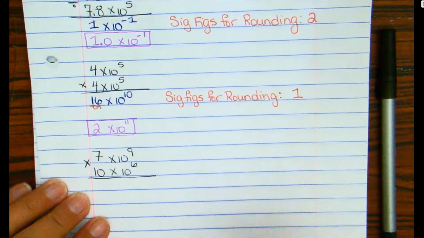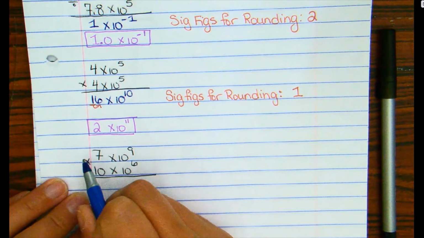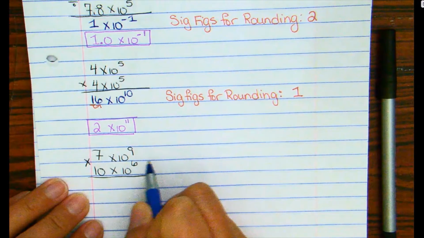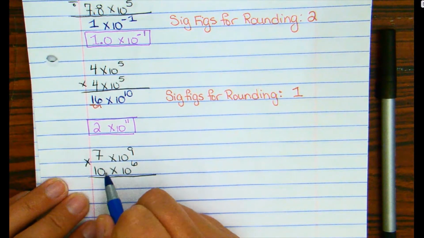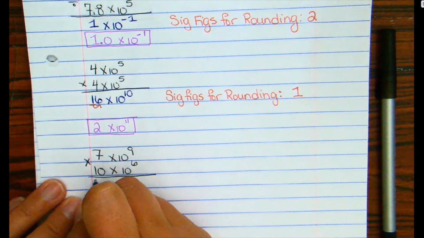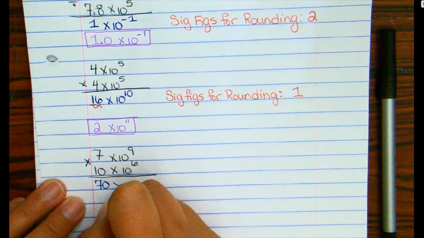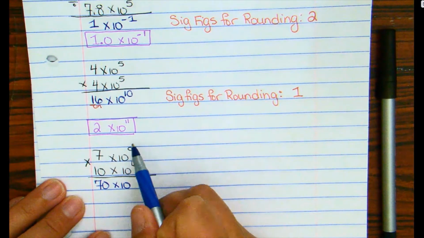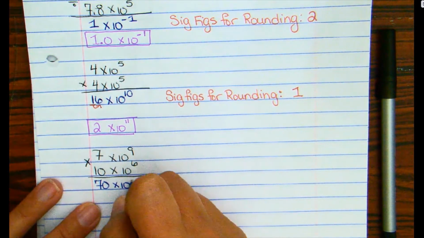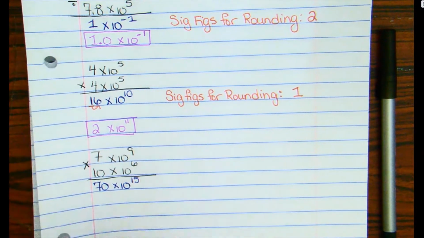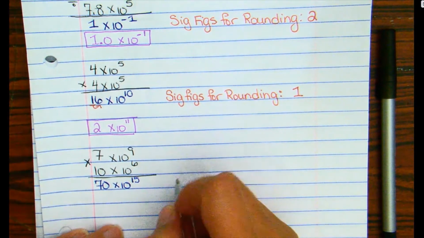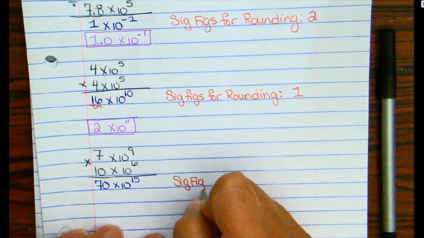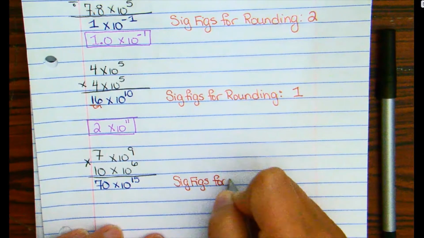Okay, my friends, let's try another example. Remember, it's multiplication. 7 times 10 to the 9th times 10 times 10 to the 6th. So for multiplication, we do this first. So 7 times 10 is 70. And we're going to set up the scientific notation, and we're going to add 9 plus 6 is 15. Now, remember, we have to figure out sig figs for rounding, which is the least amount of sig figs, which is 1.